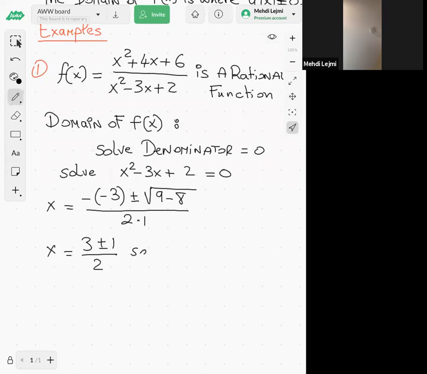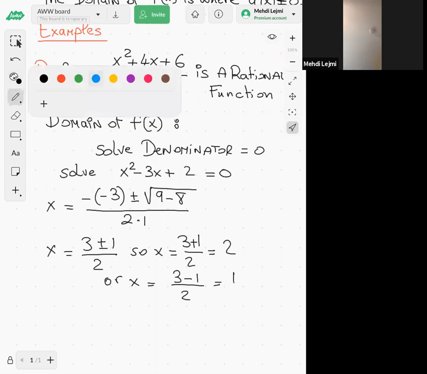So x is 3 plus 1 over 2. So that will be 4 over 2. That's equal to 2, right? Or x is 3 minus 1 over 2. And that will be 2 over 2. So that's equal to 1, right? So we got two solutions, the 2 and 1, right? So then the domain of f of x is any real number except the 2 and 1, right? So we have to exclude 2 and 1 from the domain.